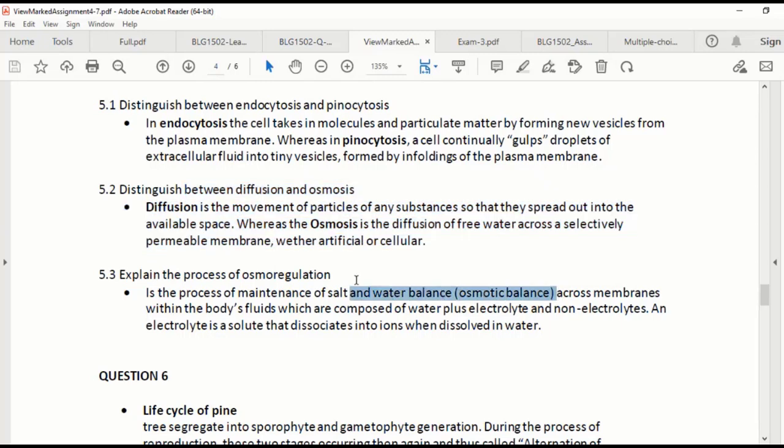They will put that also as a question in one terminology, which you're going to have to know and underline when you study this. Across membranes, within the body's fluids, which are composed of water plus electrolytes and non-electrolytes, an electrolyte is a solute that dissociates into ions when dissolved in water.